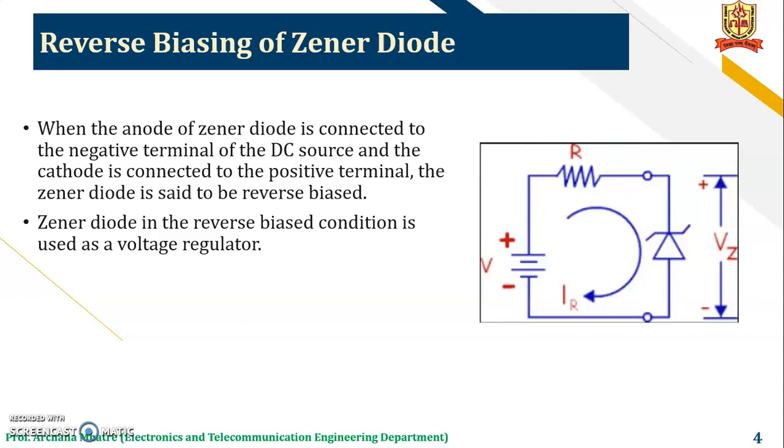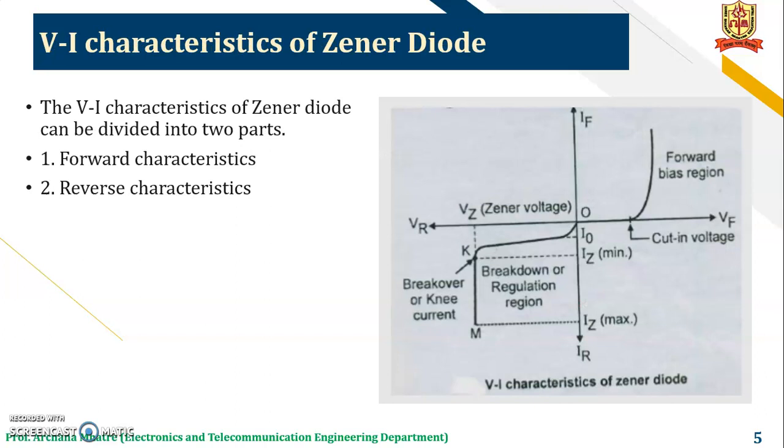Reverse biasing of a Zener diode. When the anode of Zener diode is connected to the negative terminal of DC source and cathode is connected to the positive terminal, the Zener diode is connected as reverse biased. Zener diode in the reverse bias condition is used as a voltage regulator.